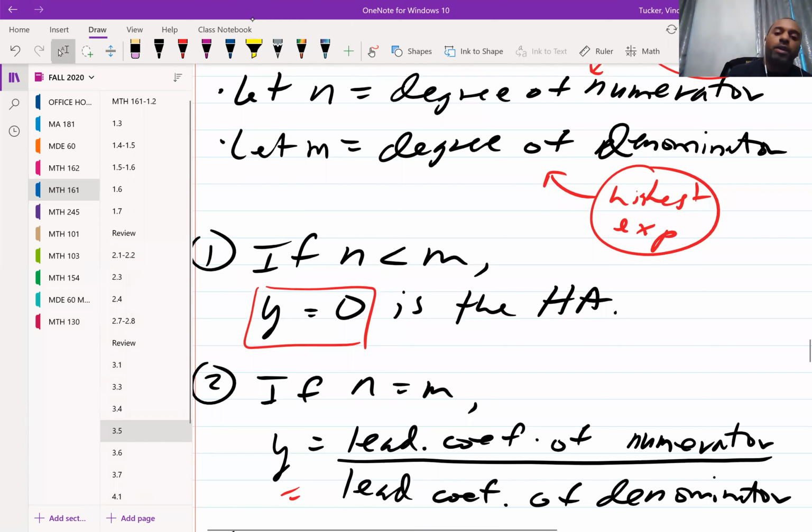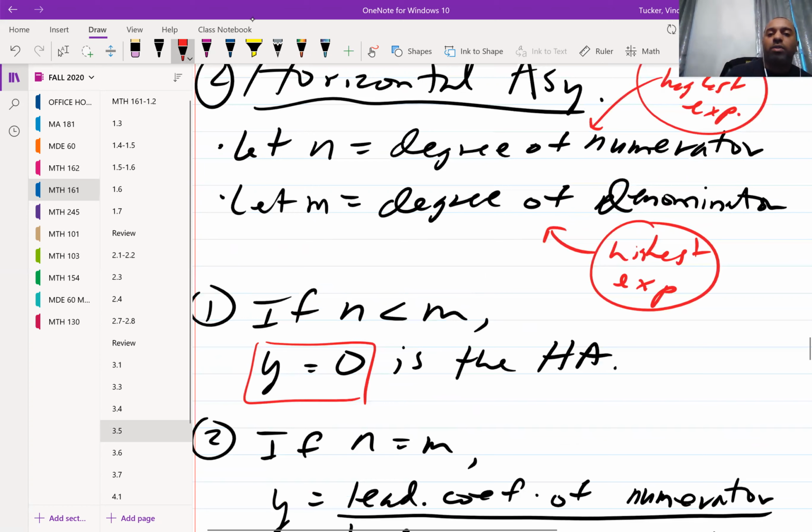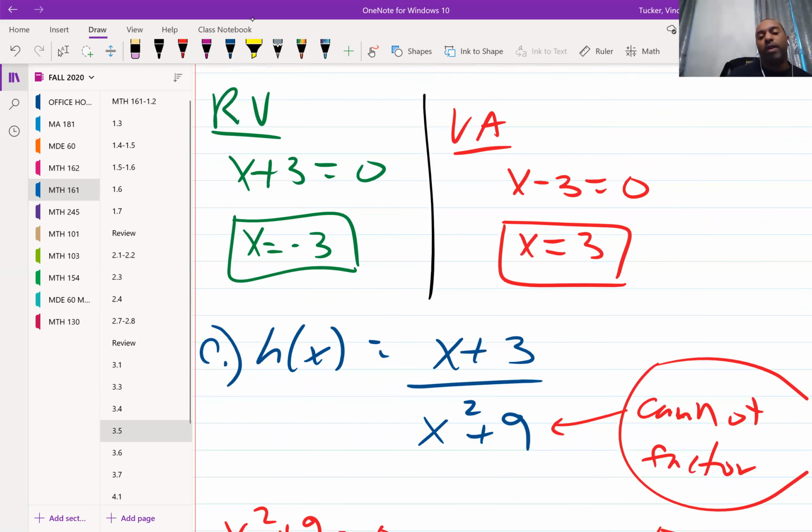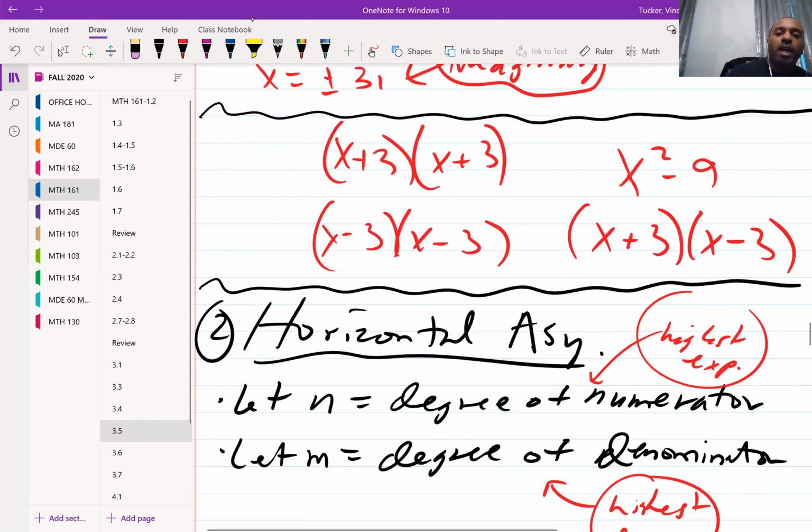If your exponents are equal, then y is going to be equal to the leading coefficient of the numerator over the leading coefficient of the denominator. And also let me point out before we keep going, when we go to our vertical asymptotes, always keep in mind that it was x equals, that's a part of it. You don't just write 3, you write x equal to 3. And here, now that we're dealing with horizontals, we're looking at y equal to. So just pointing that out.